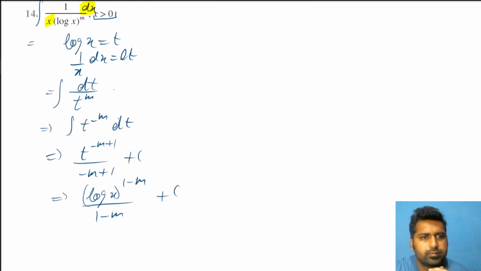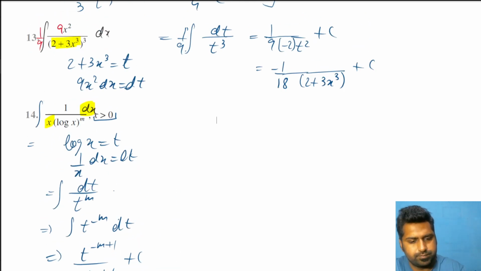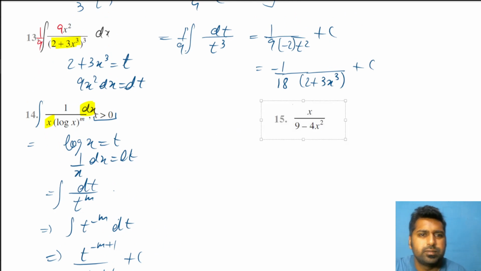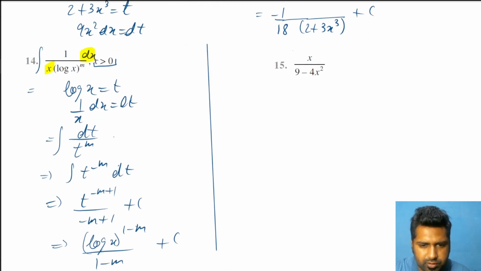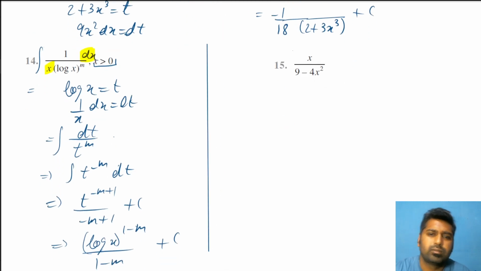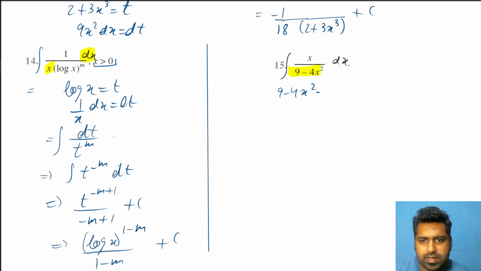Next, let's do it here. This one is also very simple. Try to guess the substitution, what you are going to substitute. I think you have the correct idea here. What is that? The denominator. The whole denominator is weird as compared to numerator. What is 9 minus 4x square left? That is t. What is the differentiation?